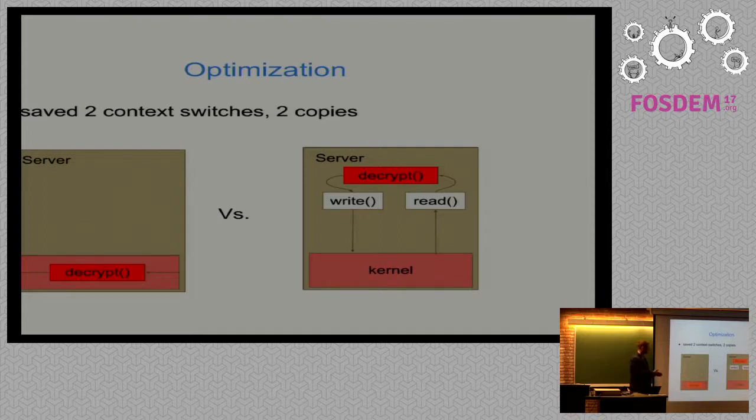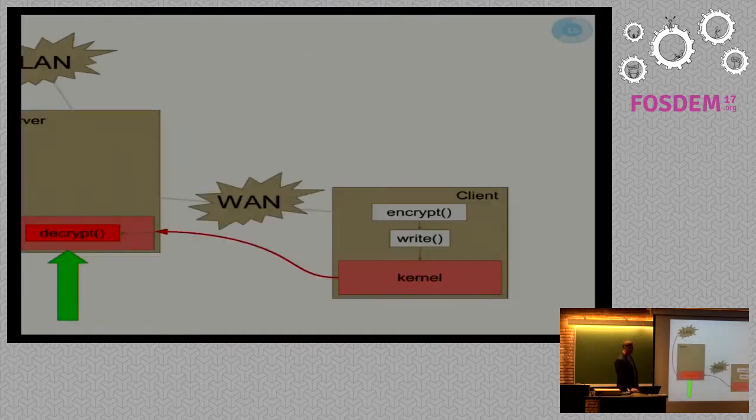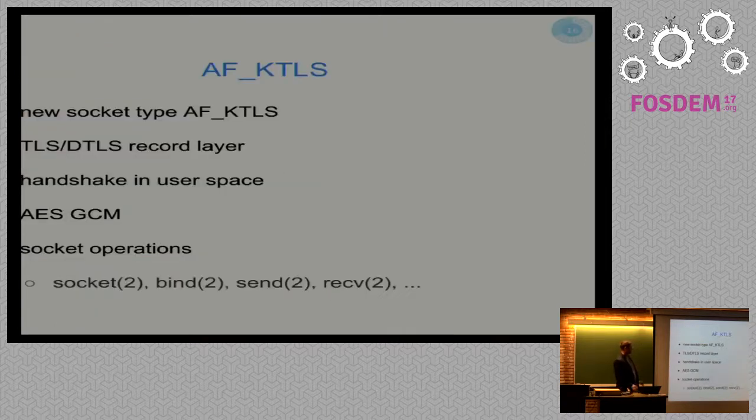We are no longer required to copy data from the kernel to user space and from user space to memory that is allocated in the kernel for the socket. So this was how AF_KTLS was born. AF_KTLS is a kernel module, so it sits in the kernel, and it does TLS and DTLS communication for you.